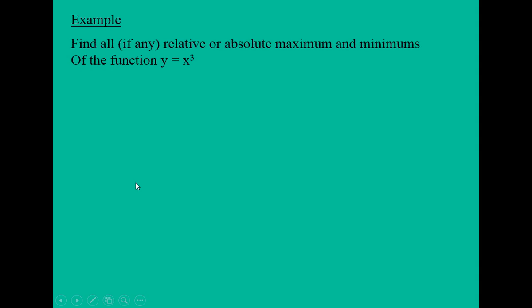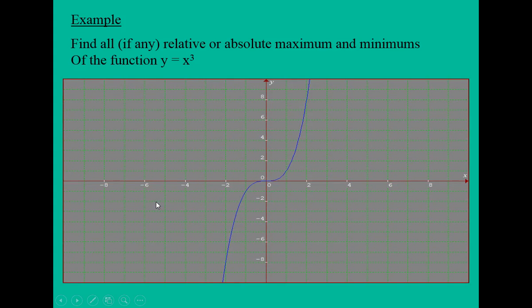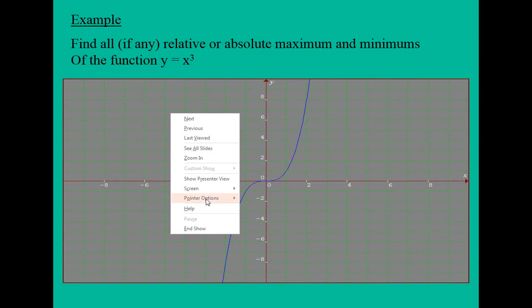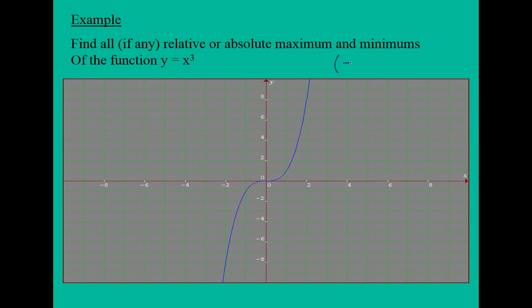Find all, if any, relative or absolute maximum and minimums of the function y equals x cubed. Now for this function, again, we're looking at the domain from -infinity to +infinity. This just continues infinitely upward and infinitely downward. So we can see that there would not be an absolute maximum value or an absolute minimum value. Looking for a local max or a local min, we don't see any of those hills or valleys, but how can we be assured we don't have a little area there that goes up, comes back down, then goes back up?